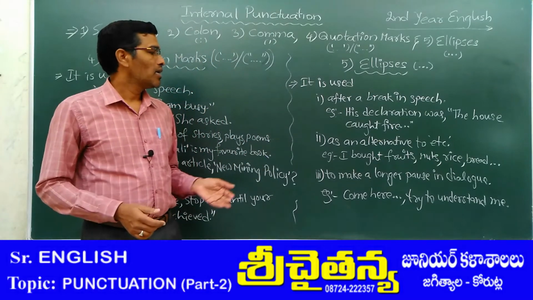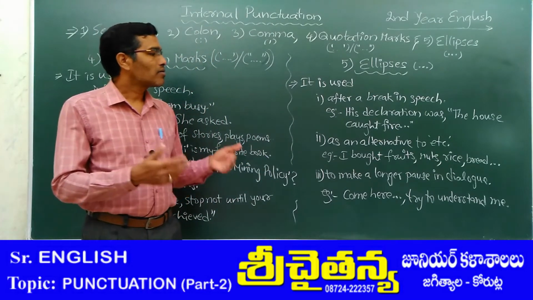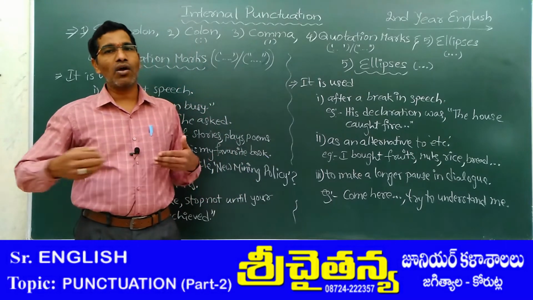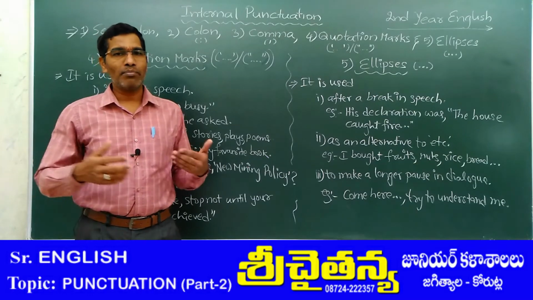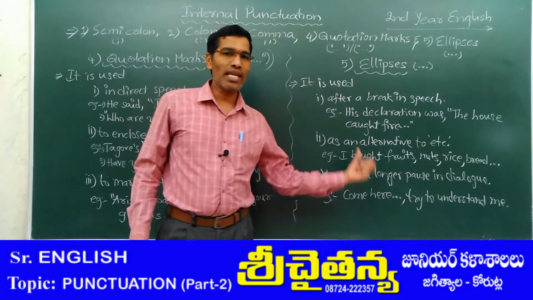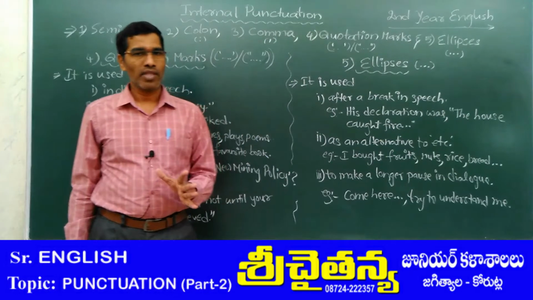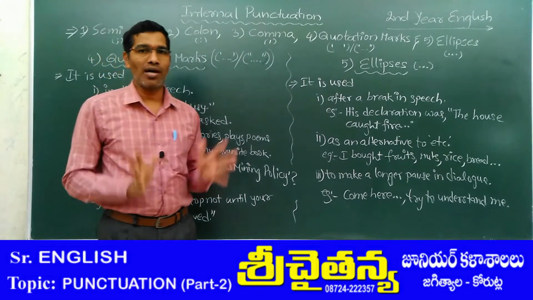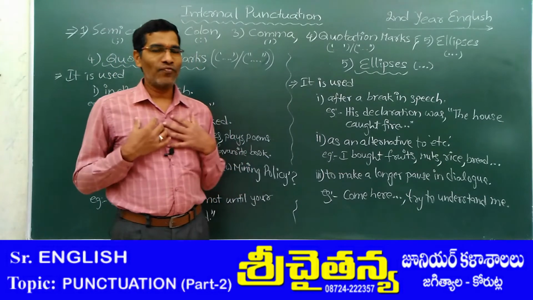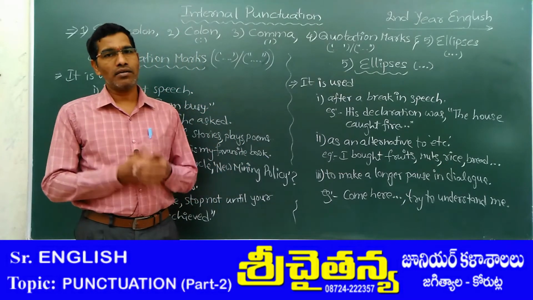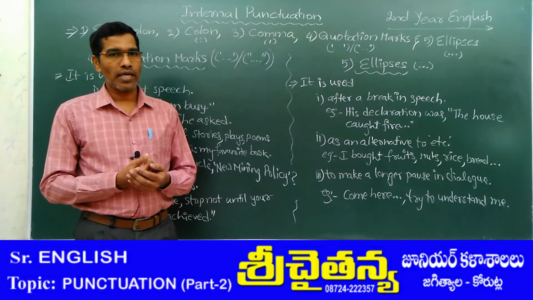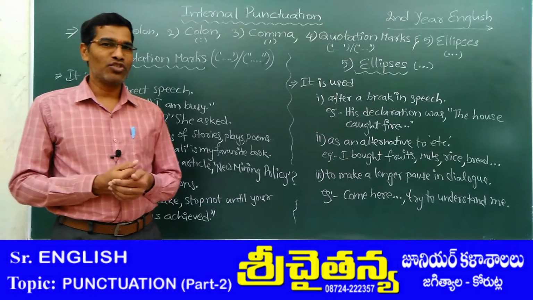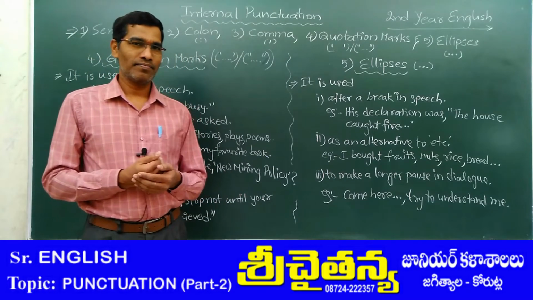For example, "Come here... try to understand me." After "come here," we take a longer pause. It can be denoted by using 3 dots in writing, right? These are the internal punctuation marks. Okay, I feel I made it very clear for you. Let us move to the word punctuation marks.